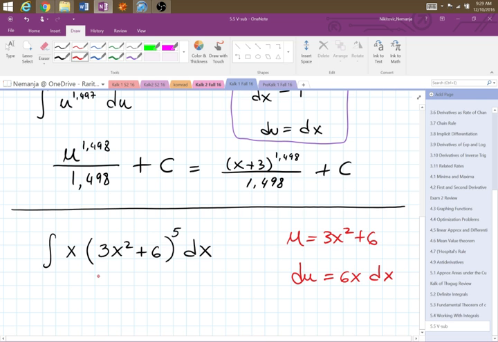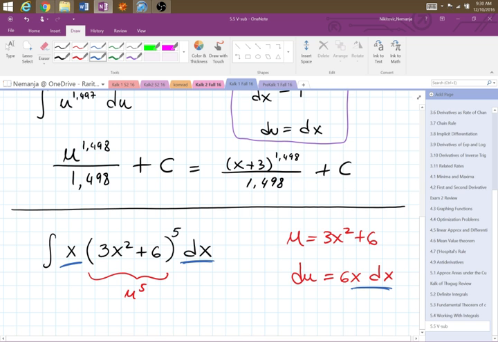So I know that this piece is u to the 5. Look what I have. I have x dx left, but I also have a 6. So I'll have to fix that in one of the 2 ways. See which one feels more natural to you and use that one. Don't force both.